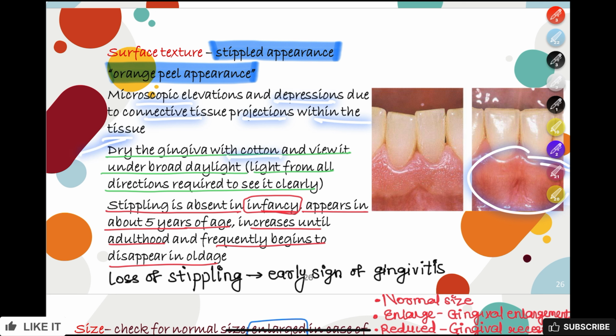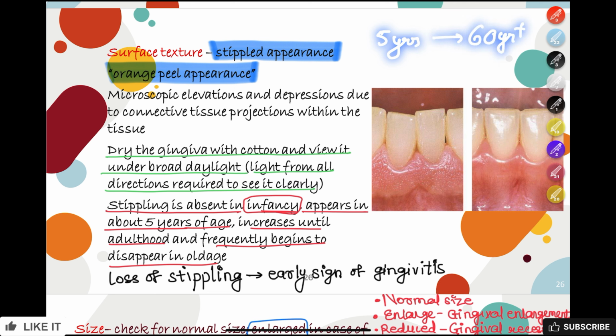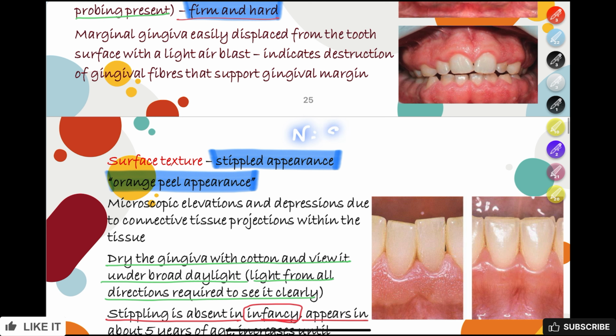How to check the surface texture? Dry the gingiva with cotton and view it under broad daylight. Light from all directions is required to see it clearly. Stippling is absent in infancy, appears at about 5 years of age, increases until adulthood and frequently begins to disappear in old age. So it appears at 5 years of age and disappears at 60 or more years of age. Loss of stippling is an early sign of gingivitis. So we can write that in normal conditions stippling is present. In disease condition, stippling is absent.